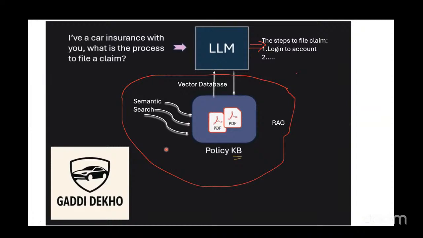For example, in this case, I have a query like, I have a car insurance with you. What is the process to file a claim? So the LLM needs to get the response from the RAG. So how does the LLM interact with the new vector database to answer the new query from the customers? So we will be creating something like an agent. So the RAG agent will work with the LLM to answer insurance queries like Cardi Deco.